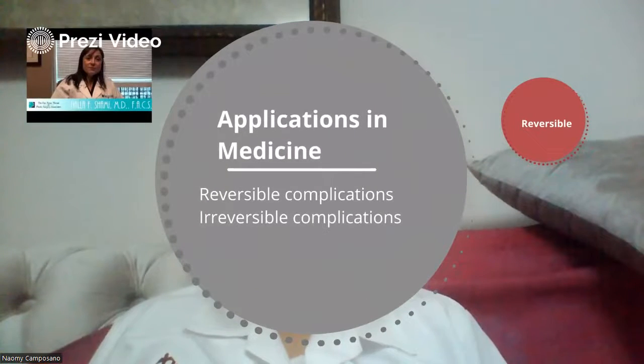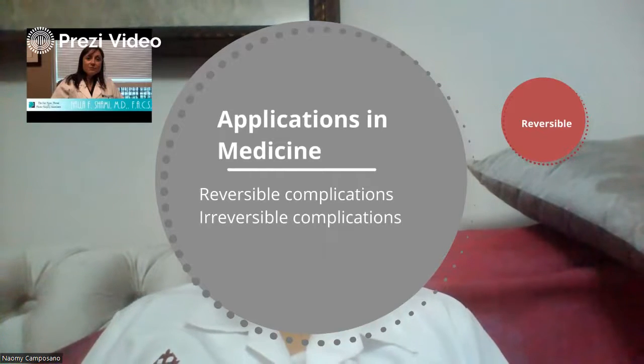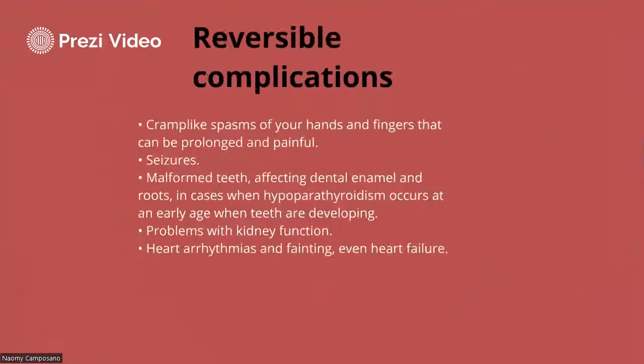Okay, the second point, application in medicine. Reversible complication and irreversible complication. Reversible: cramping spasms of your hand and fingers that can be prolonged and painful. Seizures. Malformed teeth affecting dental enamel and roots, in cases when hypoparathyroidism occurs at an early age when teeth are developing. Problems with kidney function, heart arrhythmias, and even heart failure.